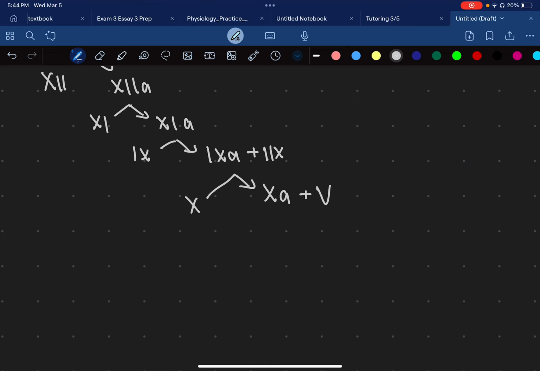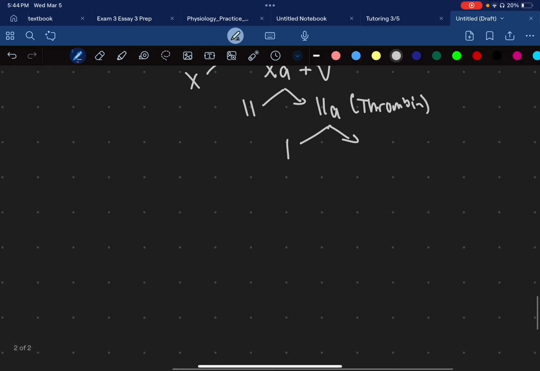So with factor 10A and factor 5, factor 2 will be turned into 2A. This is something called thrombin. And thrombin is going to be able to turn fibrinogen, which is inactivated fibrin, into fibrin.